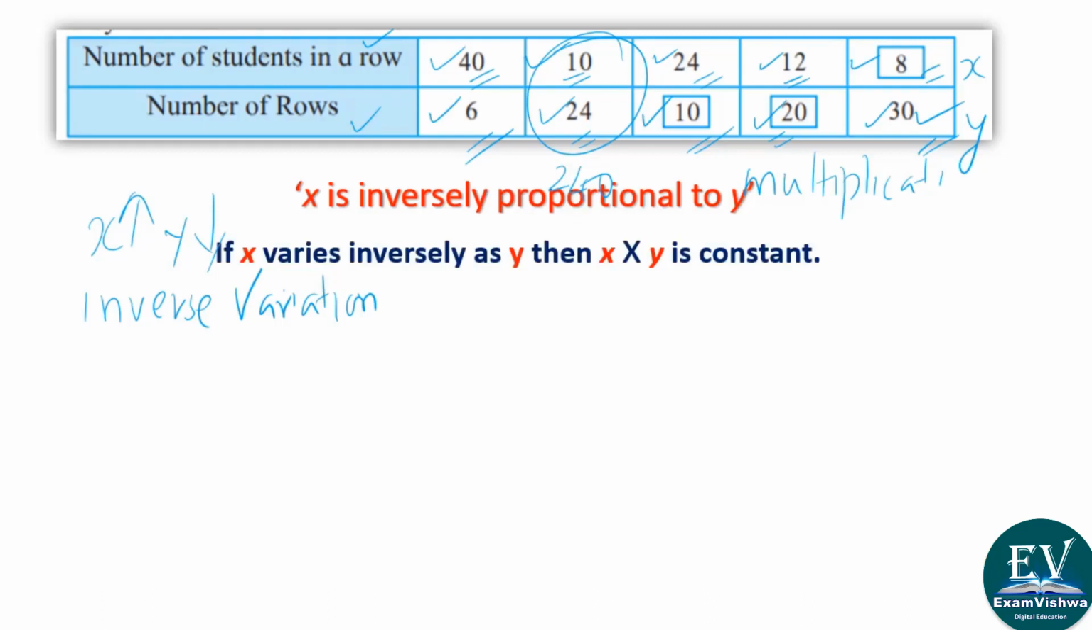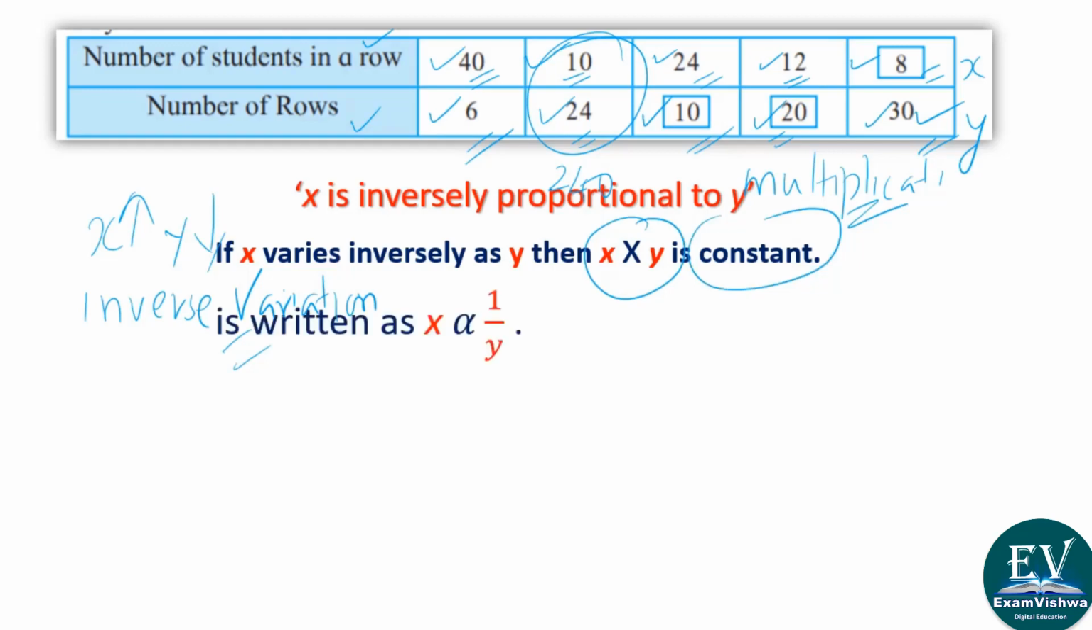Then we found that product multiplication से हमको answer मिल गया. So that product is constant. Product is constant. लिखिएगा कैसे? X is inversely proportional to y. ऐसा लिखना पड़ता है. Okay, this you should know how to write inverse proportion.